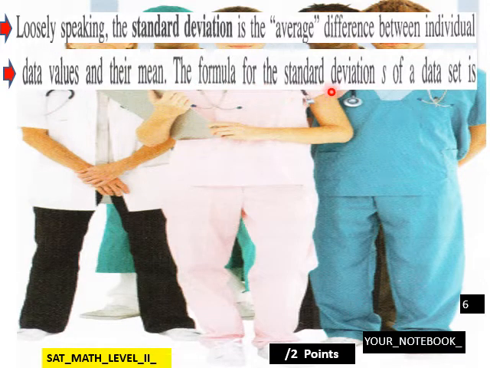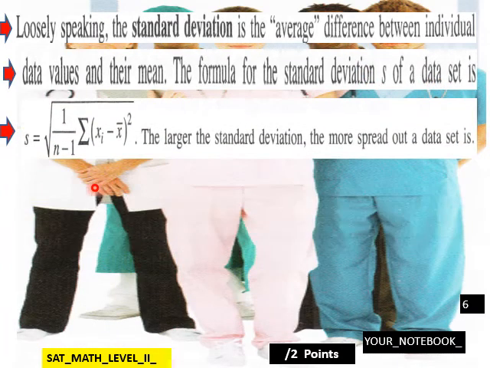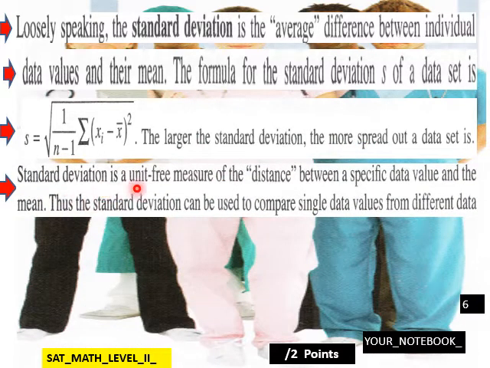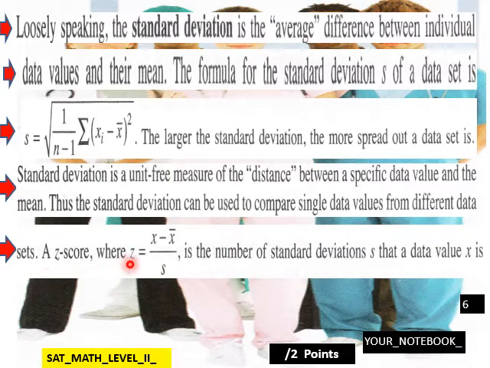The formula for the standard deviation S of a data set is S equals the radical of 1 over n minus 1 times the summation of xi minus x-bar, meaning the mean here, squared. The larger the standard deviation, the more spread out a data set is. Standard deviation is a unit-free measure of the distance between a specific data value and the mean.